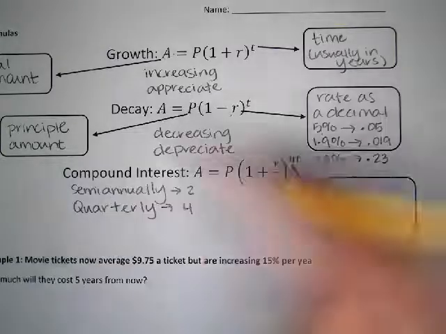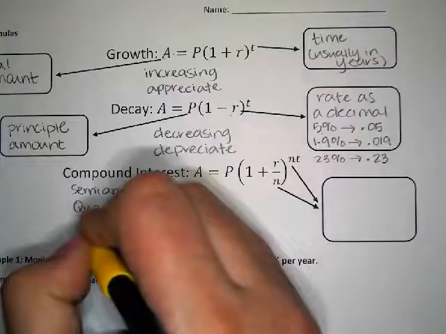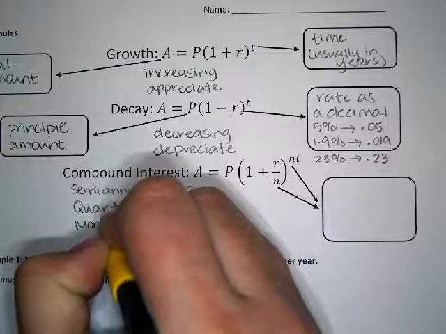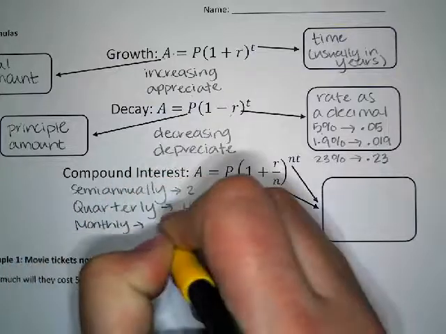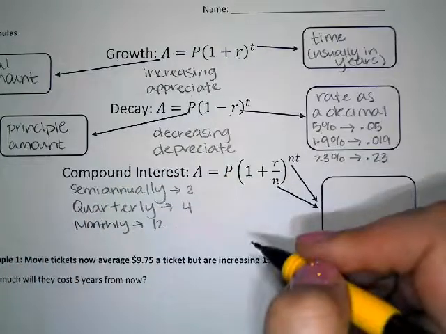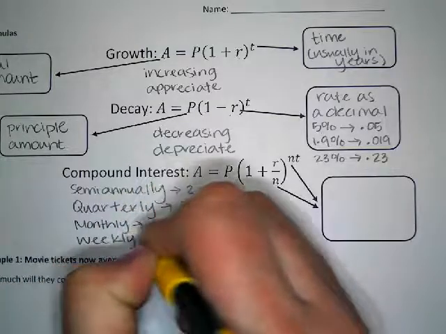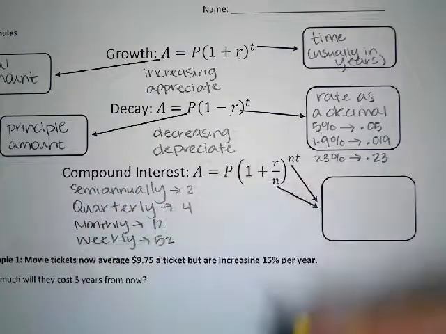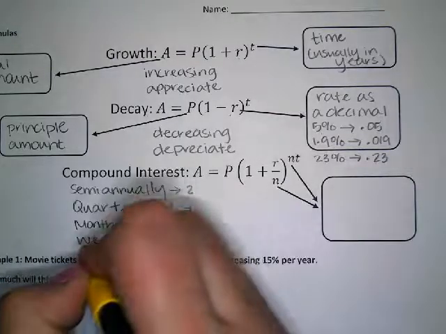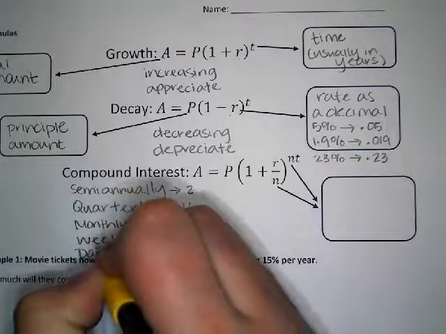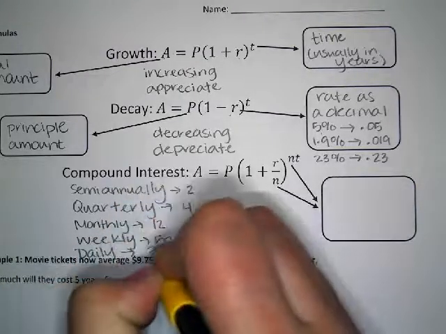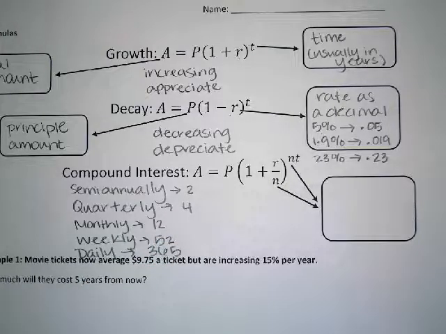Monthly, yeah, monthly is the next one. Monthly would be how often? Every month. And how many times per year is that? 12, okay. Weekly would be how many times per year? 52. And then daily would be how often per year? 365, unless it's a leap year. 366, because then you have February 29th. It's one day. Yep.